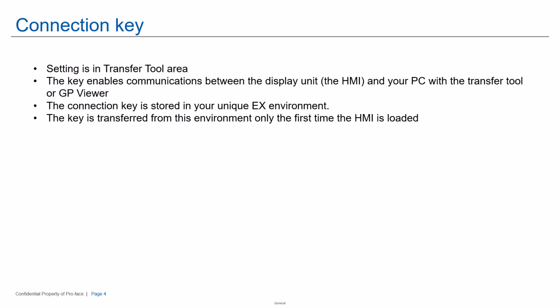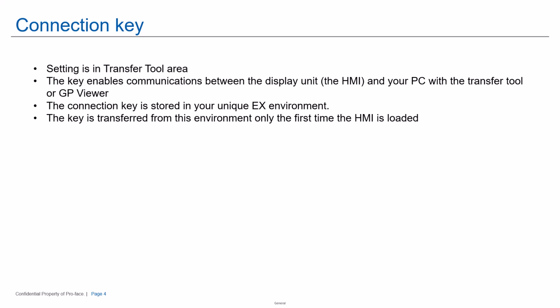Okay, so just a couple of notes about the connection key. Newer versions of GP Pro include a connection key function. It's within the transfer functions, right? So it's part of the transfer tool. And basically what happens is the connection key is enabling communications between the display unit and the GP Pro EX transfer tool or GP Viewer EX.